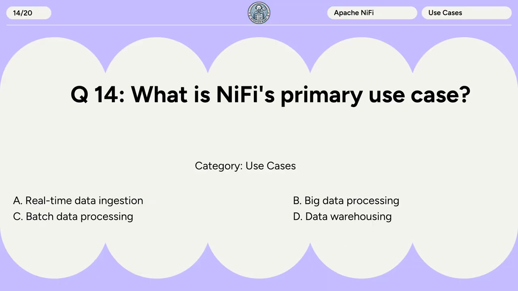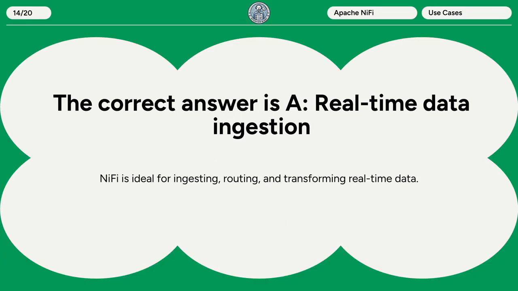Question 14. What is NiFi's primary use case? A. Real-time data ingestion. B. Big data processing. C. Batch data processing. D. Data warehousing. The correct answer is A. Real-time data ingestion. NiFi is ideal for ingesting, routing, and transforming real-time data.